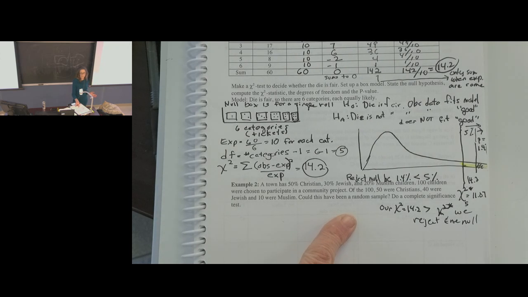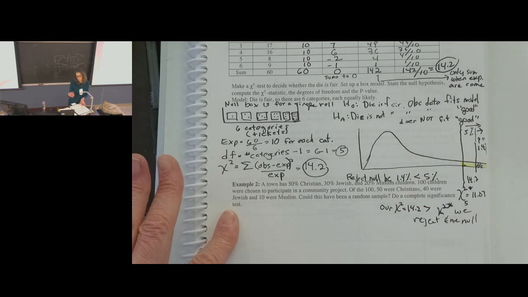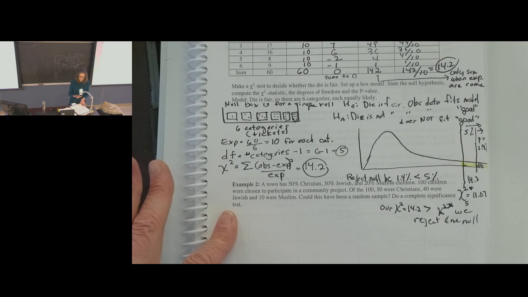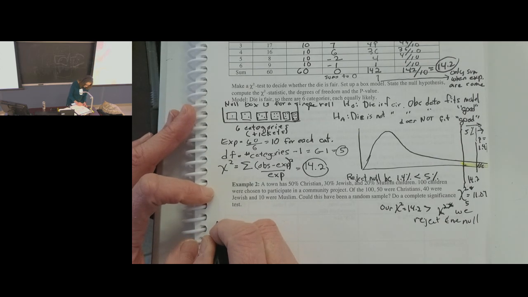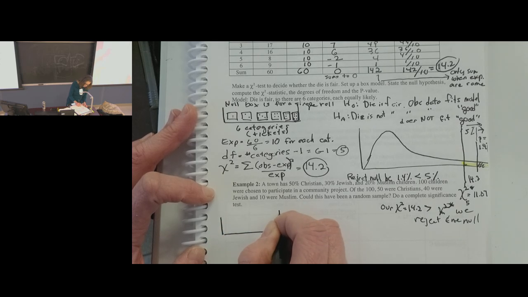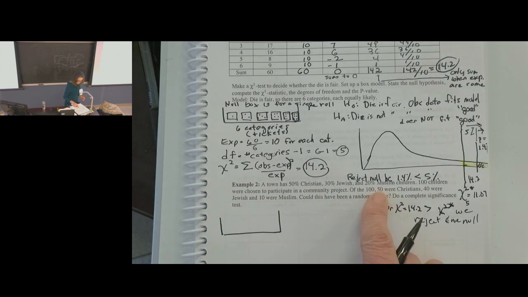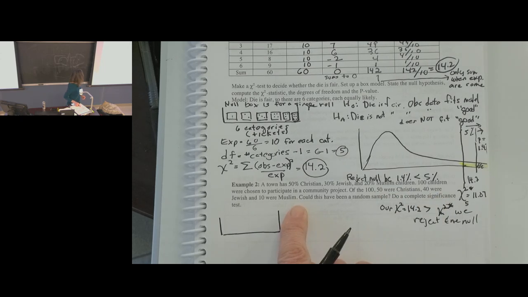Let's say they claimed it was random, and people said, well, it doesn't look random. Were they favoring one group and not favoring another? So you want to do a significance test for that. So we have 3 categories. So what would our null box look like? Our null is always what? That these differences, that we got more Jews than expected and fewer Muslims, are due to chance.